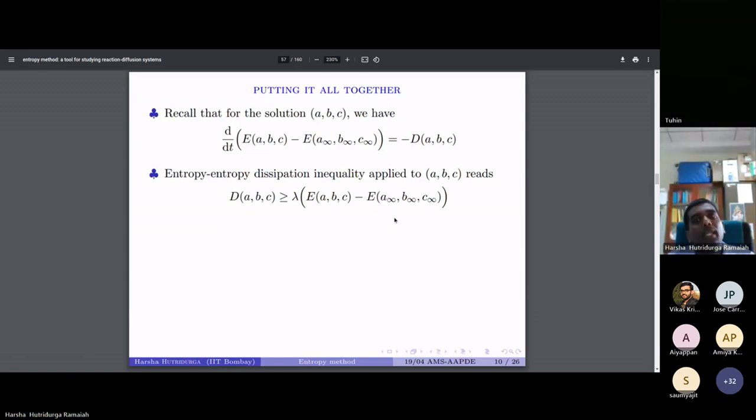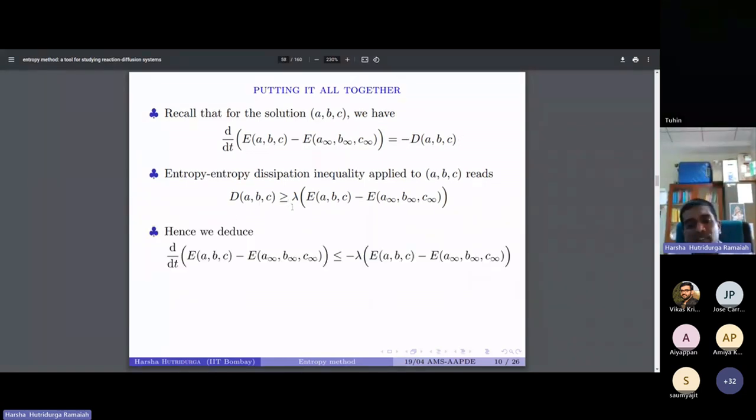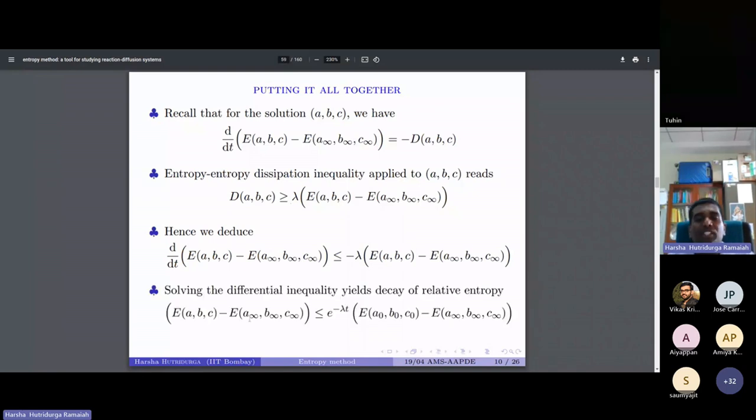Now, with the lemma, this is quite clear what's coming next, right? Because the time derivative of the relative entropy is negative of D(A,B,C). Now, negative of D(A,B,C) will be bounded from above by negative of lambda times the relative entropy. So now you can blindly apply the Gronwall lemma, which tells you that the relative entropy is exponentially decaying in time. Okay, so the relative entropy is bounded from above by exponential of minus lambda t times the initial relative entropy that you have. Okay, this is essentially the Gronwall lemma application.